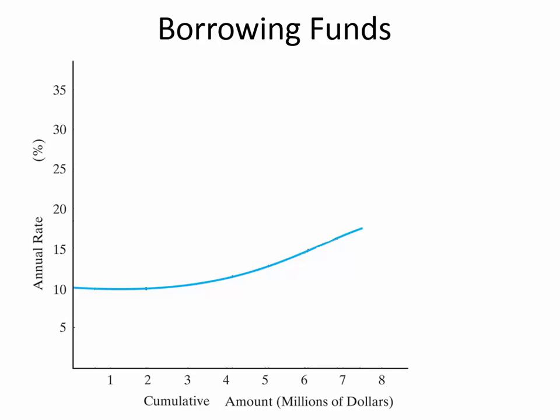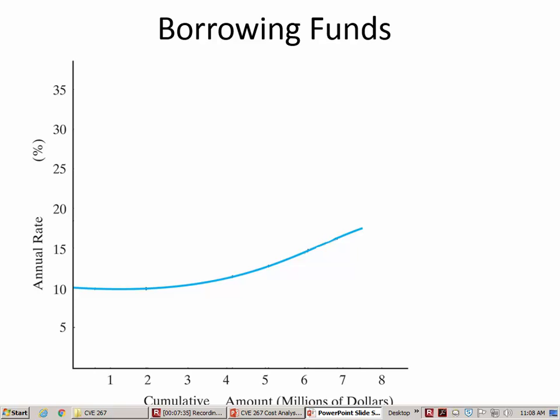But this trend makes sense to everyone, right? The more you borrow, the more return the bank wants, partly because of the risk, but there's also another factor. If the bank gives you $7 million, they can't give that same $7 million to someone else. I mean, that's obvious, right? You can't give one amount of money to two different people at the same time. And so they're losing the opportunity to put it somewhere else.